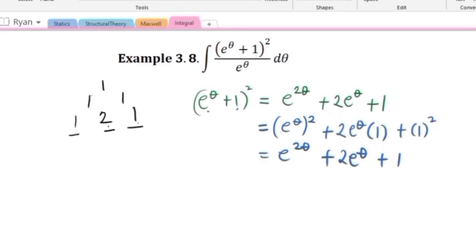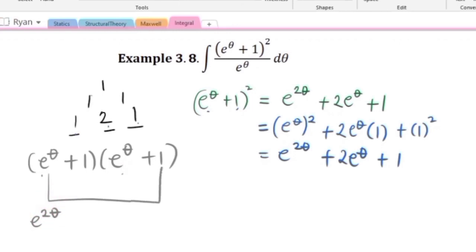And if we are going to use the FOIL method, so this is just equal to e raised to theta plus 1 multiplied by e raised to theta plus 1. So that is first term multiplied by the first term, so it's e raised to 2 theta. The outer multiplied by the outer, that's e raised to theta. Inner times inner, that's e raised to theta. So taking the sum of e raised to theta and e raised to theta, so that is 2e raised to theta. Last term times the last term, so that's plus 1.